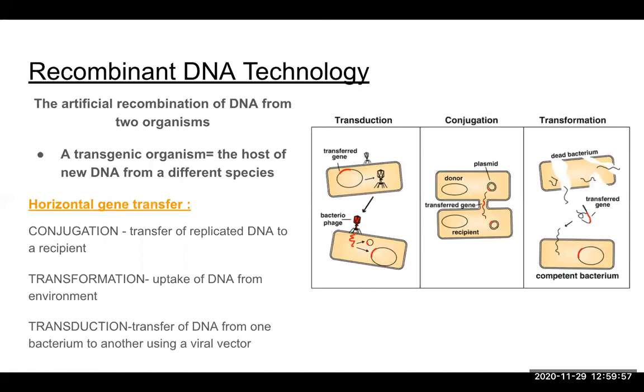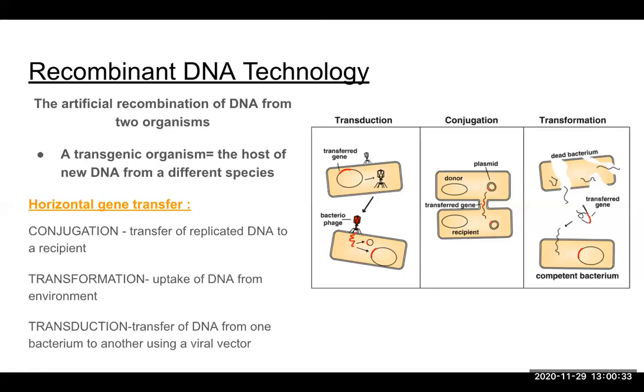Next slide, please. All right, so this is called recombinant DNA technology. This is completely different, but it's also really common in different biomed labs. This just means that we're artificially combining DNA from 2 different organisms. So you'll usually have the host species and then DNA from a foreign species, so foreign DNA. And then once you've combined both, you get a transgenic organism. This is the host of the new DNA from the different species.